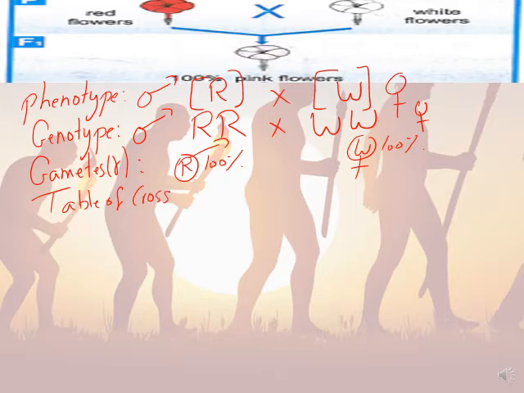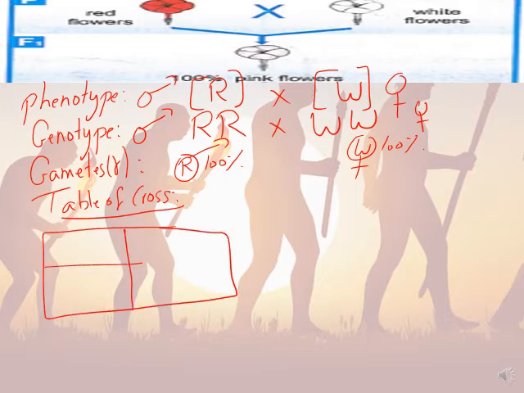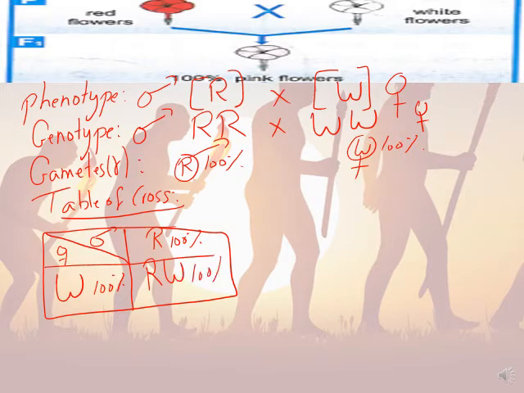So the table of cross will show the following. Here we have the table of cross divided into two, male and female. The male R 100% and W 100%, so they will be RW 100%. So the table of result will show that.